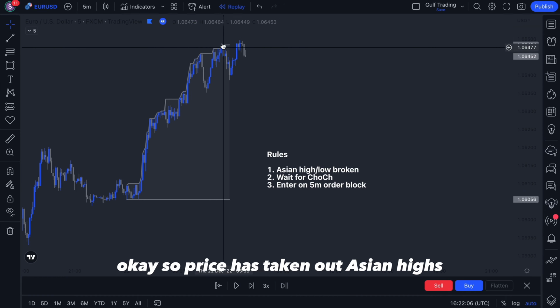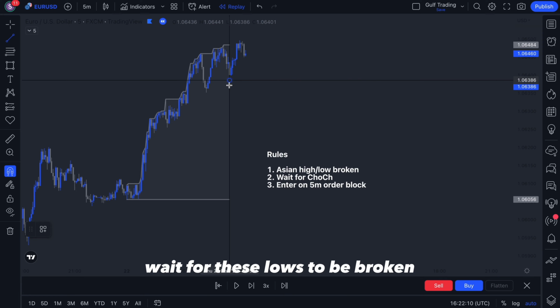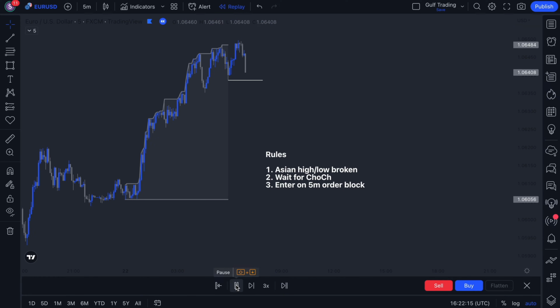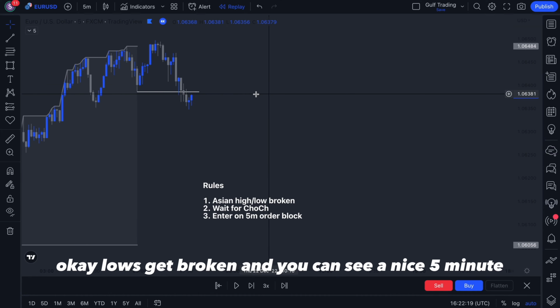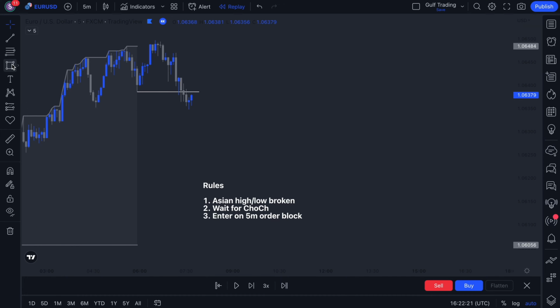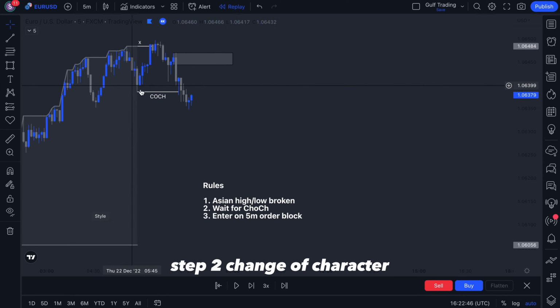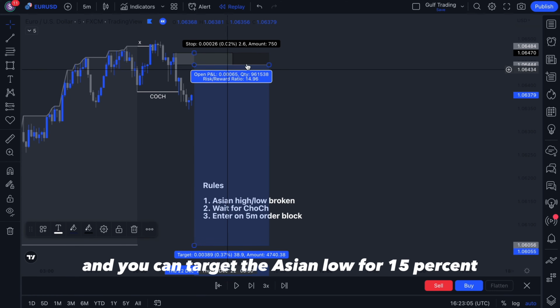Okay, so price has taken out Asian highs. Now we're waiting for it to change character, waiting for these lows to be broken. Okay, lows get broken, and you can see a nice 5-minute supply zone that caused the break. So as you can see, step 1, Asian highs are taken. Step 2, change of character. Step 3, entering on this 5-minute order block. And then you can target the Asian low for 15%.